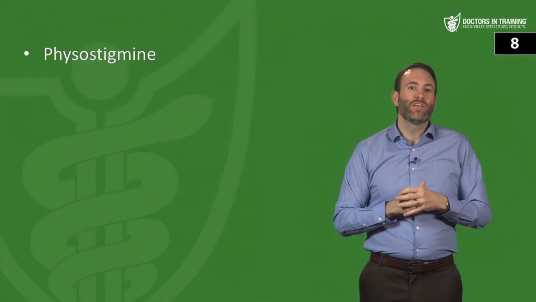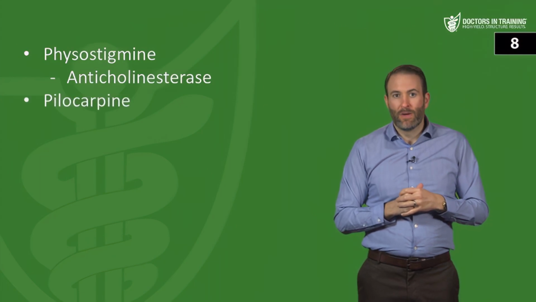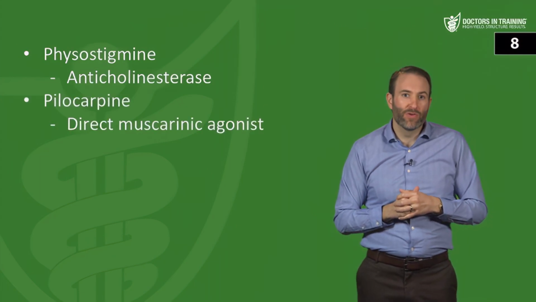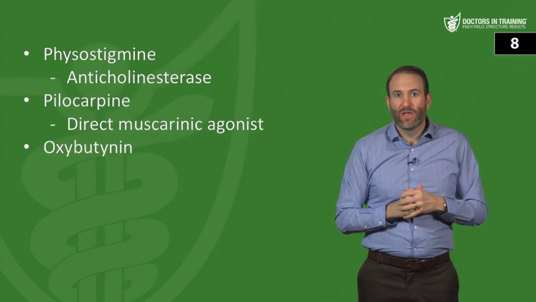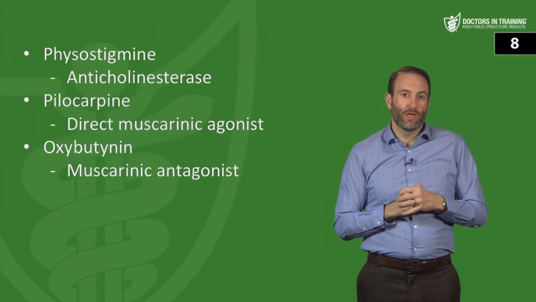First question here, identify the following drugs as direct muscarinic agonists, anticholinesterases, muscarinic antagonists, or a cholinesterase regenerator. So knowing these different drugs is incredibly important for your Step 1 or Level 1 exam. Some of these that we're going to go through were covered in the last lecture, so this is a big one. First one is physostigmine. This is going to be an anticholinesterase. Pilocarpine, that's going to be a direct muscarinic agonist. Next, we have oxybutynin. That's going to be a muscarinic antagonist, and we use that in urge incontinence.